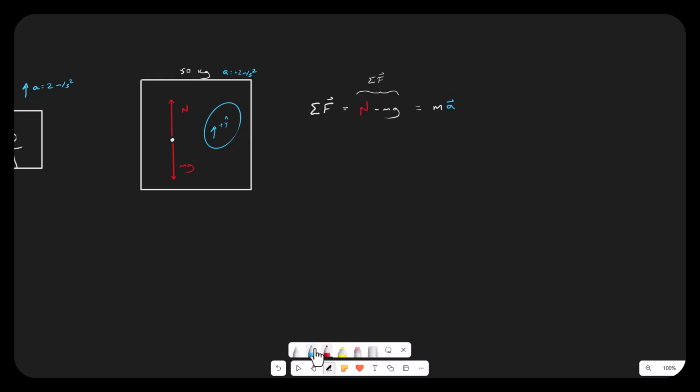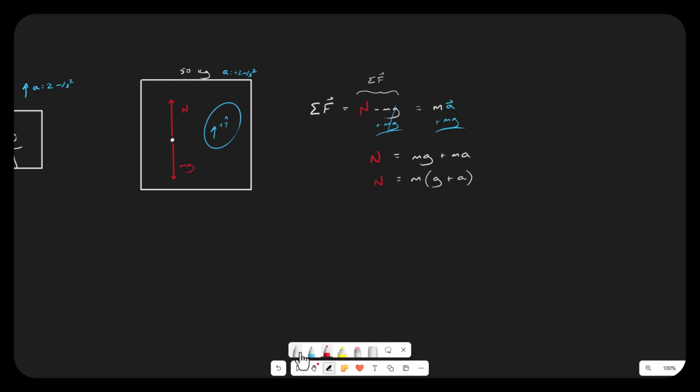So I'm going to solve for N. I'm going to add mg to both sides. And I get N equals mg plus ma. I will leave a as not a vector in this sense because I'm going to plug in my positive 2 meters per second squared. I know that value. I'm even going to factor out this mass for a moment. So I get that my normal force is m times (g plus a).